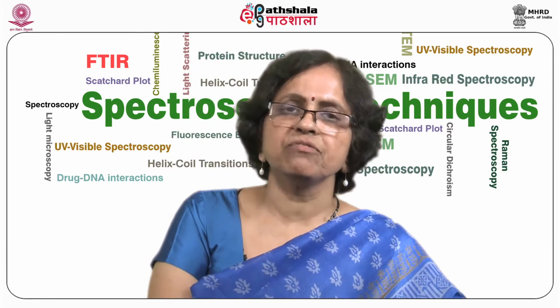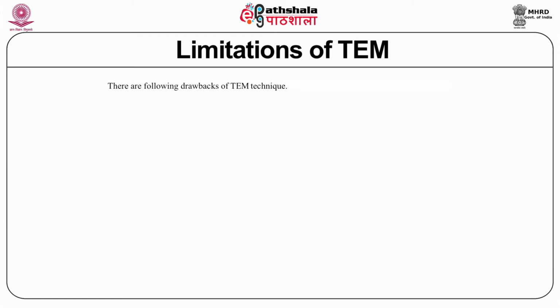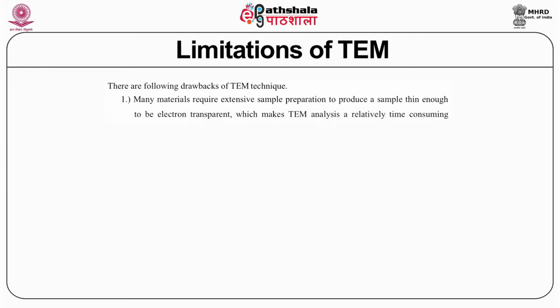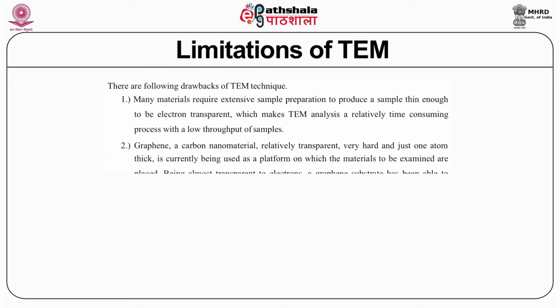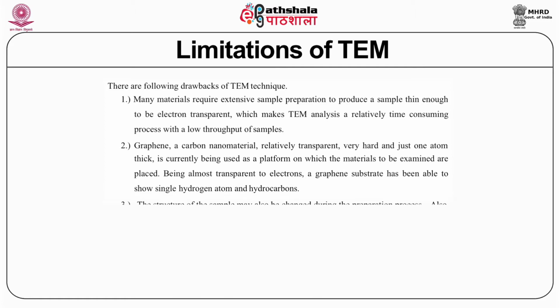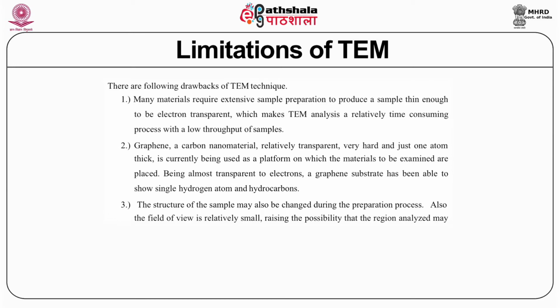Now I am coming to the limitations of the TEM. Many materials require extensive sample preparation to produce a thin film that is electron transparent, which makes the TEM a really time consuming process, with a low throughput of samples, so you can't do many samples. Graphene is also a relatively transparent material, very hard, and just one atom thick, so it is really difficult to get onto the platform and examine.